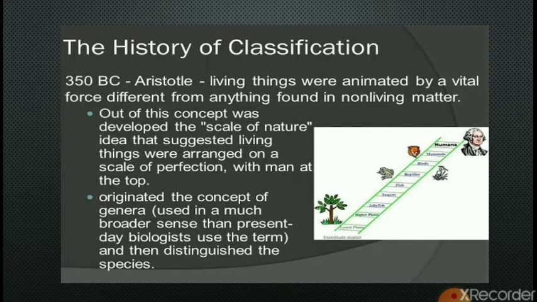As we all know, the branch of biology which deals with the study of classification of living organisms is known as taxonomy. The word taxonomy is taken from two Greek words: taxis means arrangement and nomos means nomenclature.